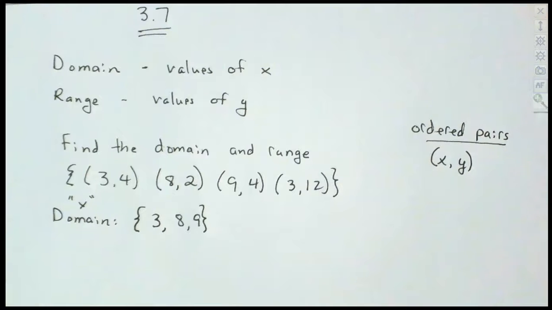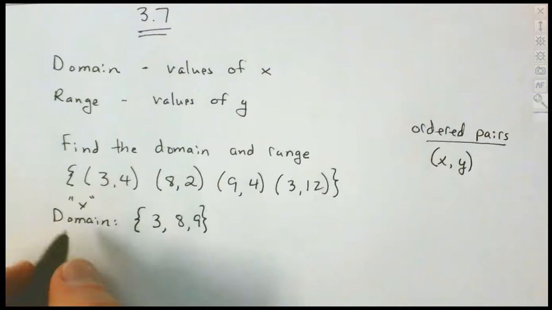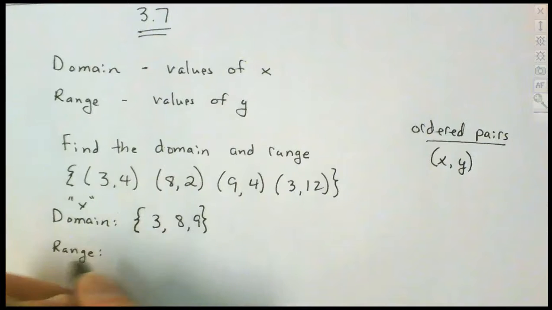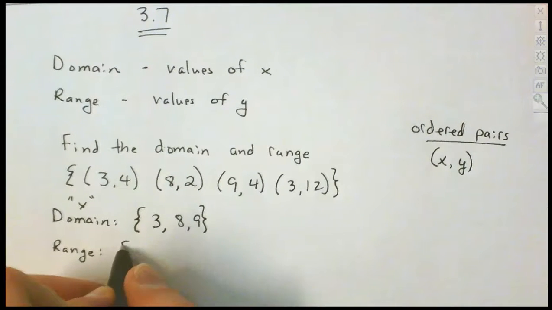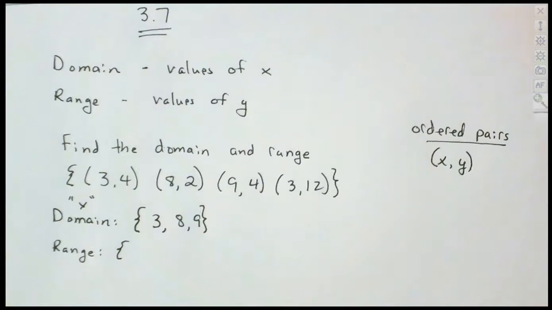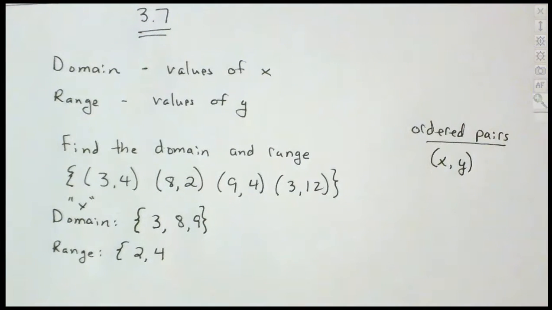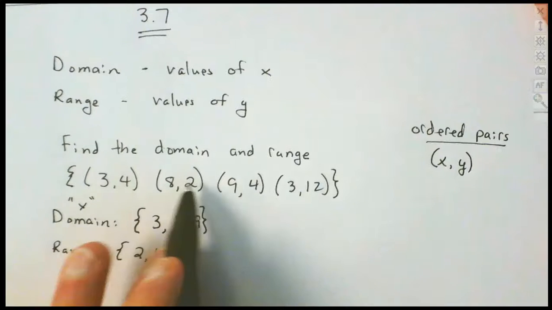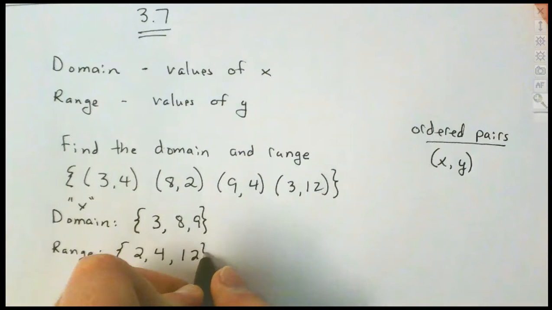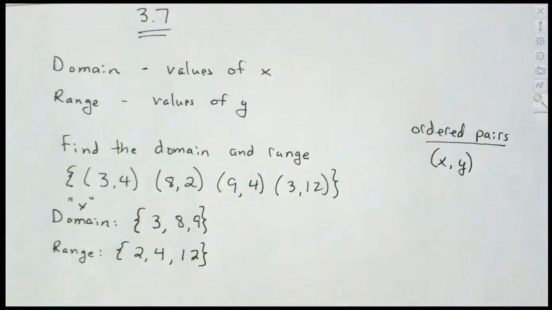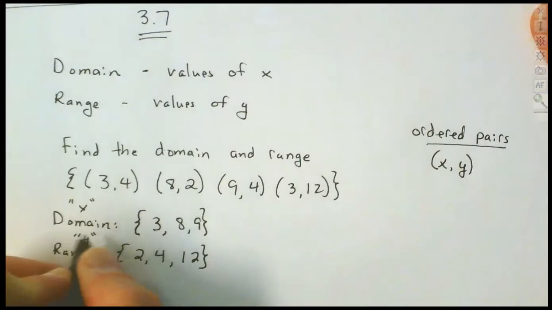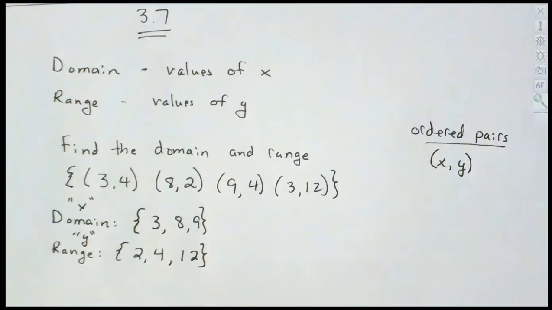The range, sometimes called the target, is your values of y. So let's look at the range now. Your range is your values of y. And we always like to start with the smallest value. So these are our y values. Our smallest one is 2. So we have 2. We have a duplicated 4 value, but we only write that one time. And then we also have a 12. So that's your domain, which is 3, 8, and 9. And your range, which is the values of y, which is 2, 4, and 12. Okay, so that's your domain, and that's your range.